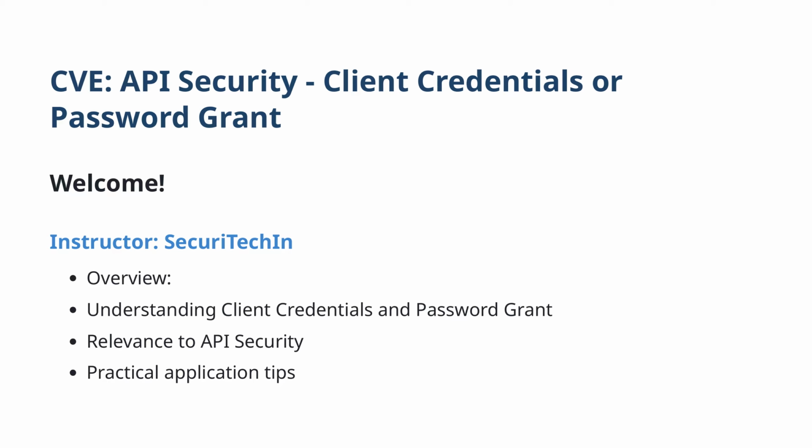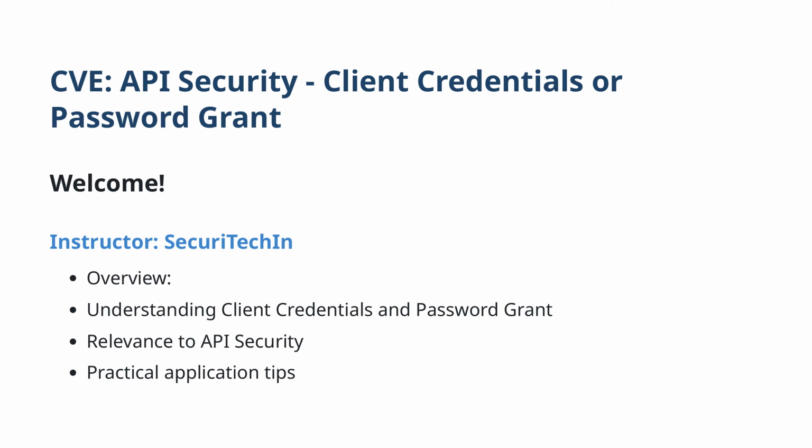In this section, we will delve into the concepts of client credentials and password grant, crucial components related to API security. Understanding these grant types is essential for safeguarding your API interactions. First, we will discuss the client credentials grant, which is ideal for server-to-server communications where no user interaction is involved. This type is particularly useful for machine-to-machine authentication.